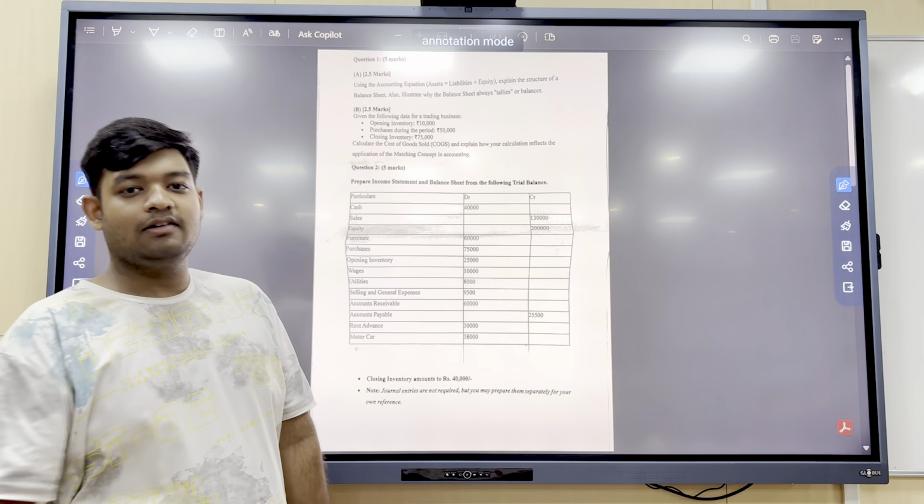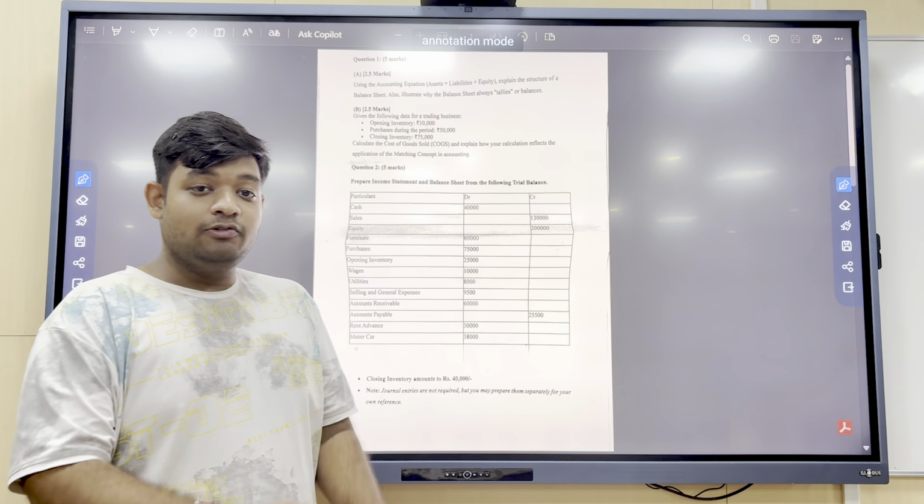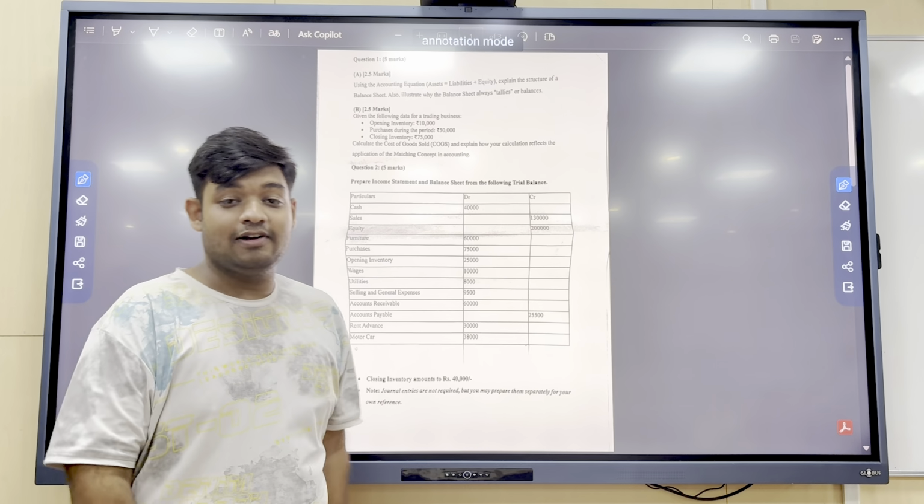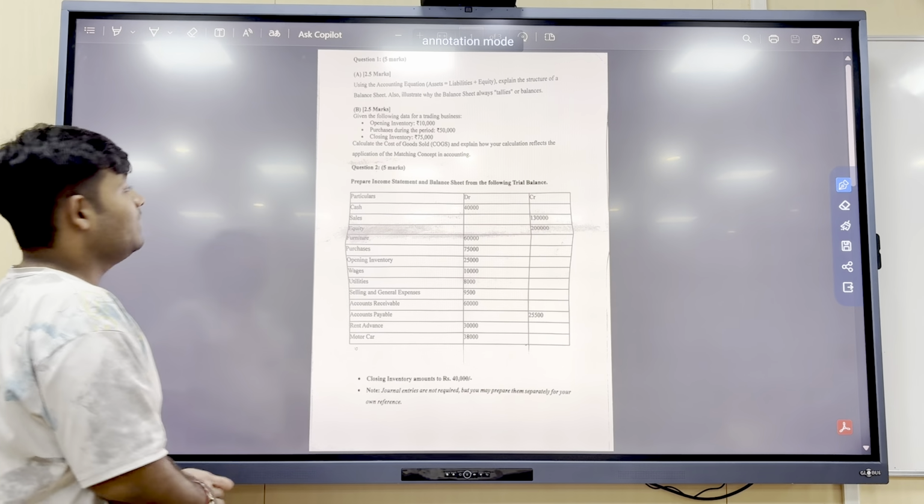I am here with our mid-sem paper of module 1 for the subject of financial reporting and analysis. So let's quickly hop into it.